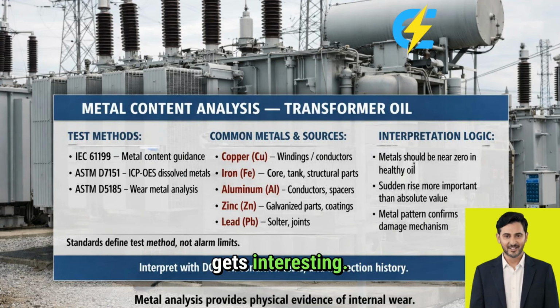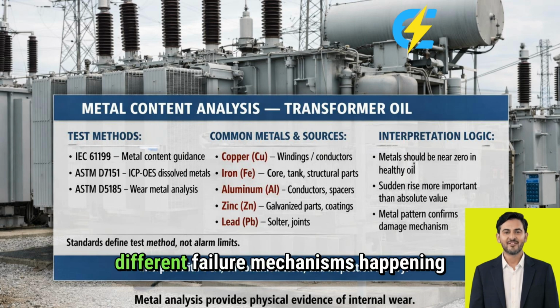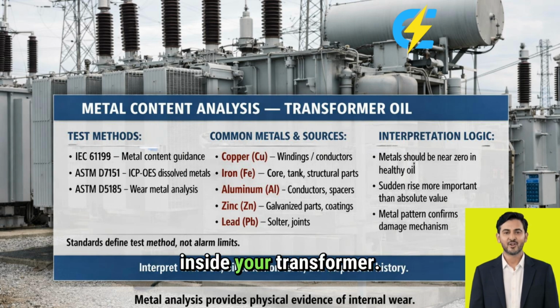But here's where it gets interesting. These metals don't just randomly appear in your oil. Each metal tells a specific story about what type of damage is occurring and where. Copper, iron, aluminum, lead. Each one points to different failure mechanisms happening inside your transformer.